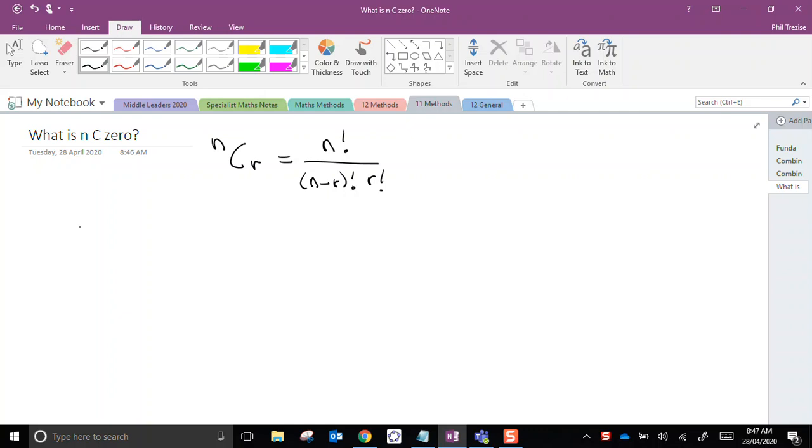Now let's take an example. Let's say 5C4, but five's a bit big, don't want to be here for too long. Let's go 4C4. So that would be 4 factorial over, well now I've done it, 4 minus 4 is 0 factorial, multiplied by 4 factorial. And this is the problem about the factorial of 0.